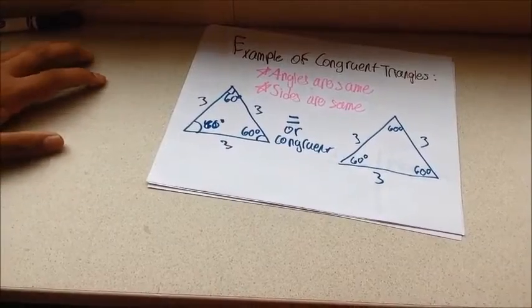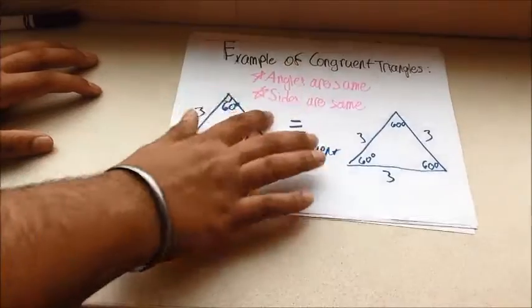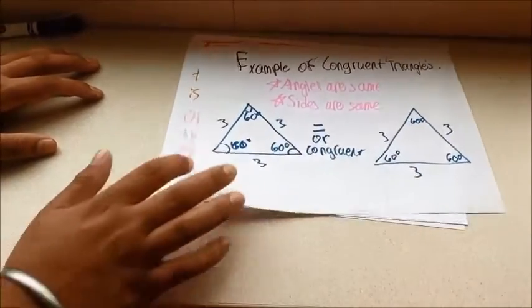Here's an example of a congruent triangle. The angles are always the same and the sides are always equal. 3, 3, and 3, 3, 3, and 3, and 60 all around.